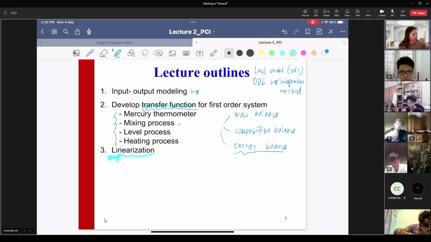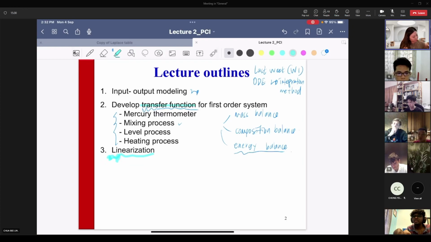So we have this linear Taylor series expansion, which you have learned in your maths. We will do a brief recap, and later I will show you how to solve this. If your output, for example level H, or your output is temperature T, is not to the power of 1, then you have to make this output to the power of 1 using the linearization method.